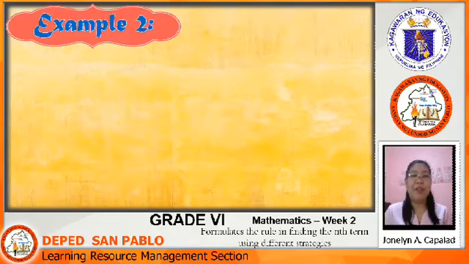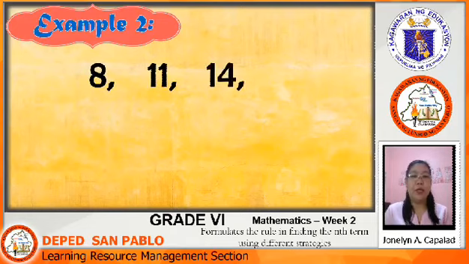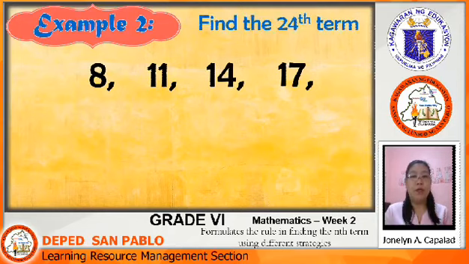Let us have another example. We have the numbers 8, 11, 14, 17. And the instruction is, we need to find the 24th term. Each term is 3 larger than the previous term. 8 plus 3 is 11. 11 plus 3 is 14. 14 plus 3 is 17. So the term-to-term rule is add 3.